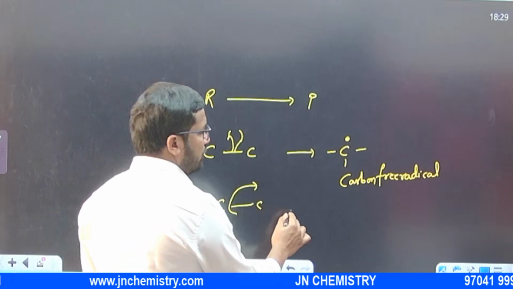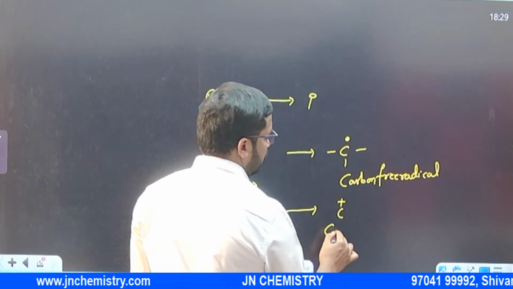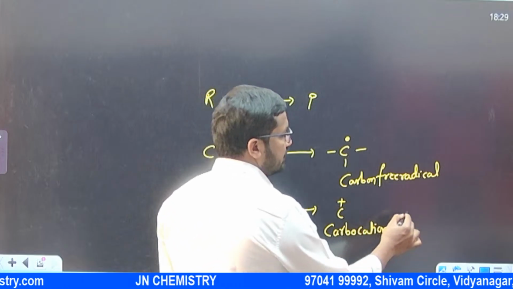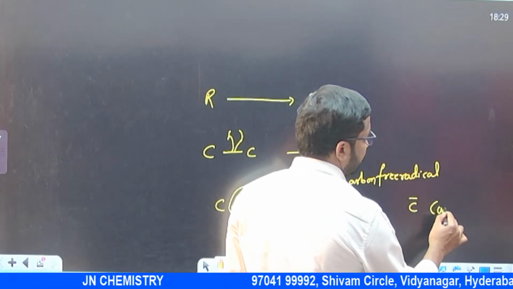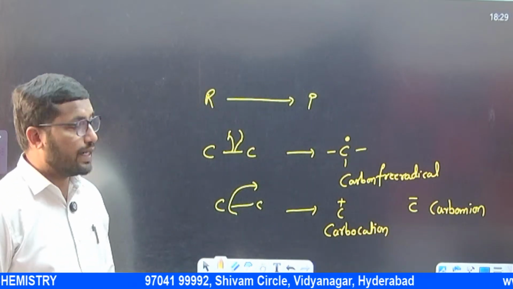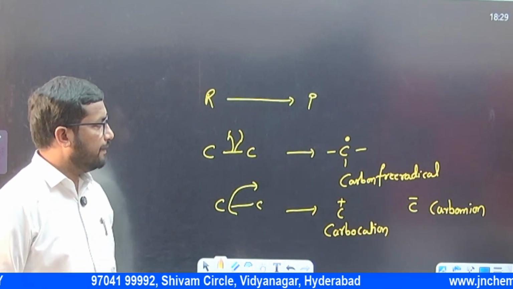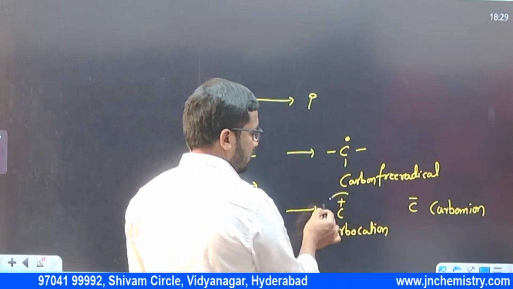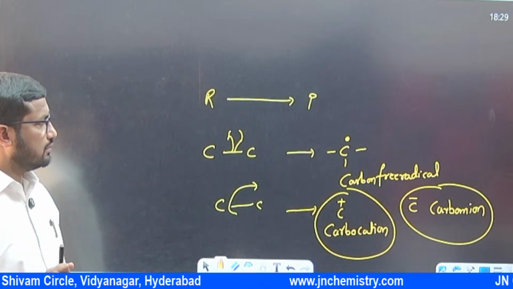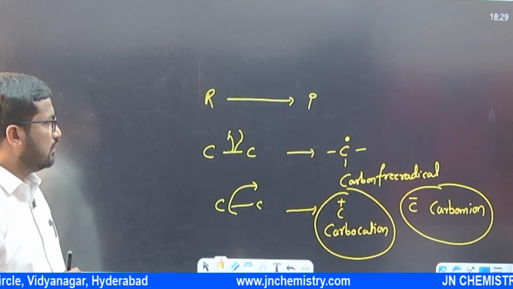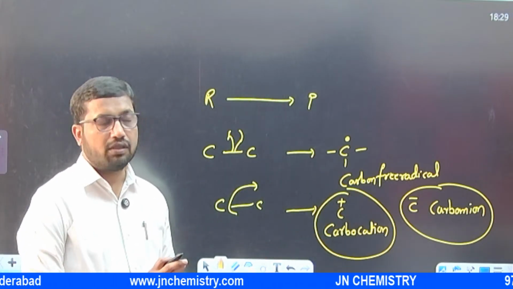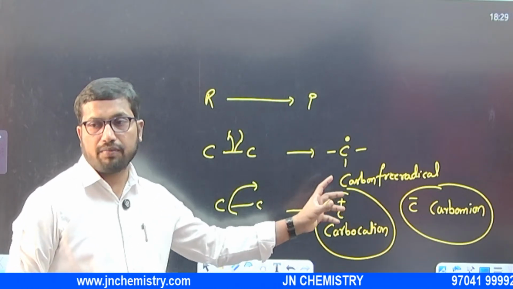the one which has the positive charge, I told you, is a carbocation. The one which has the negative charge is called a carbanion. One is carbocation, one is carbanion. Write it down: this is carbocation, this is carbanion. So generally these three we call carbon free radical, carbocation and carbanion.